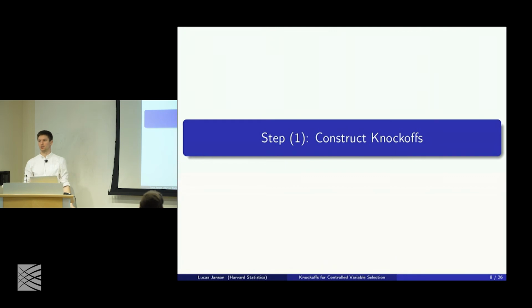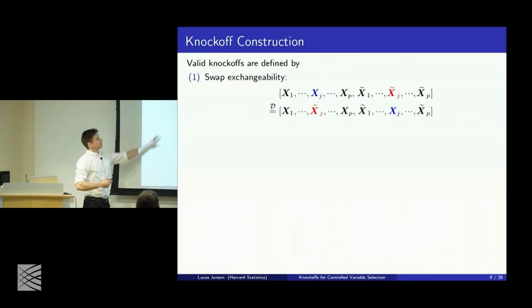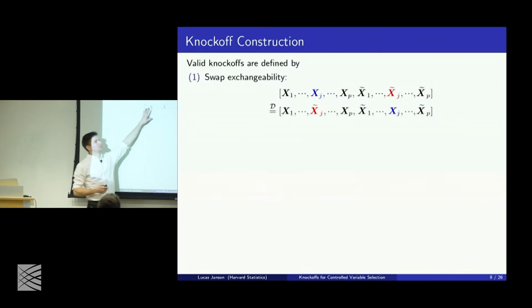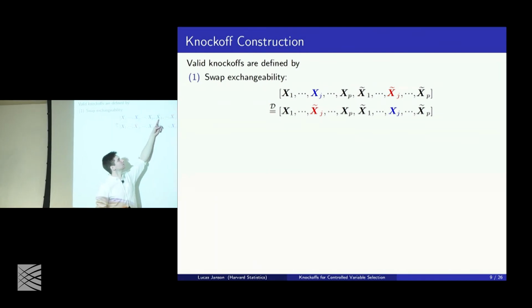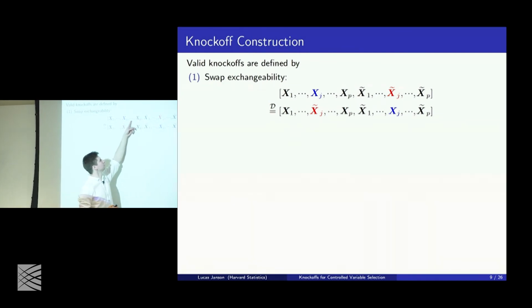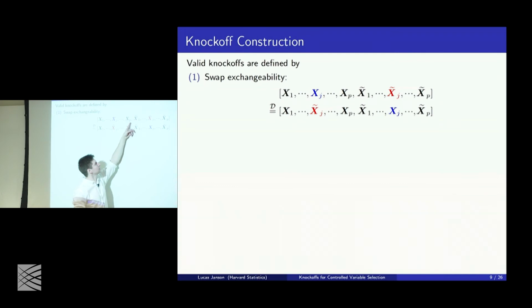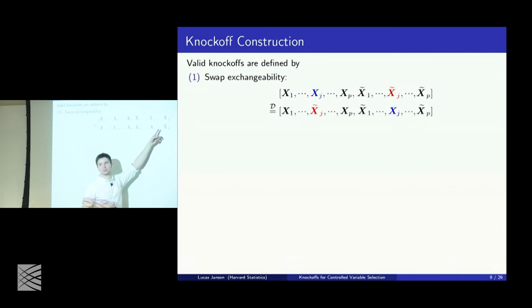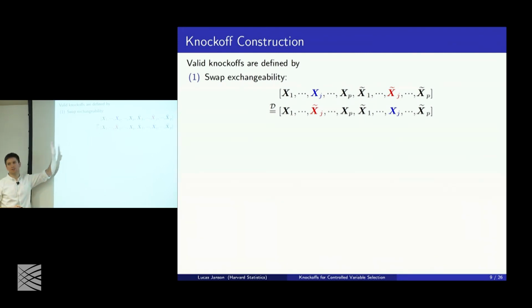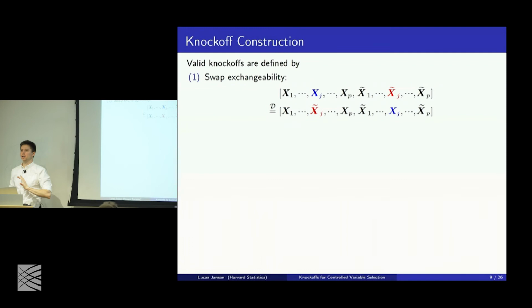All right. Step one: how do we construct these knockoffs? This is my definition of knockoffs, and this is what I need. These are the columns of my original data matrix, X, and my X tildes are my knockoffs. I've colored things to make it easier to follow: red is my knockoff. This is a very strong property. I call it swap exchangeability.